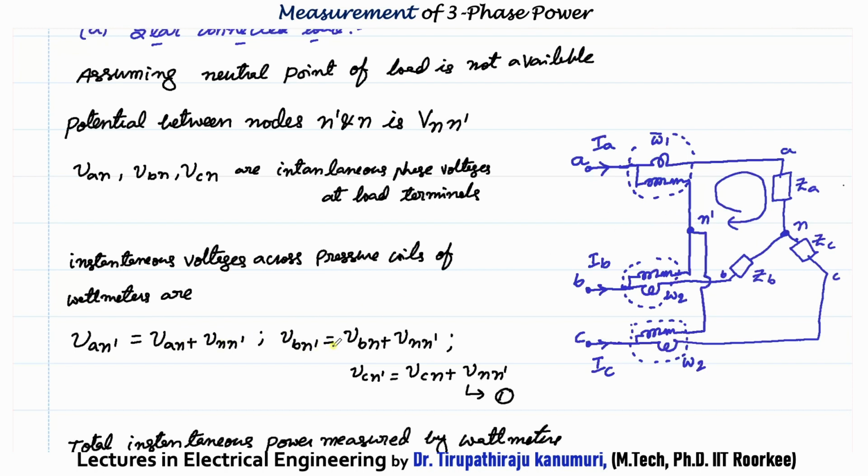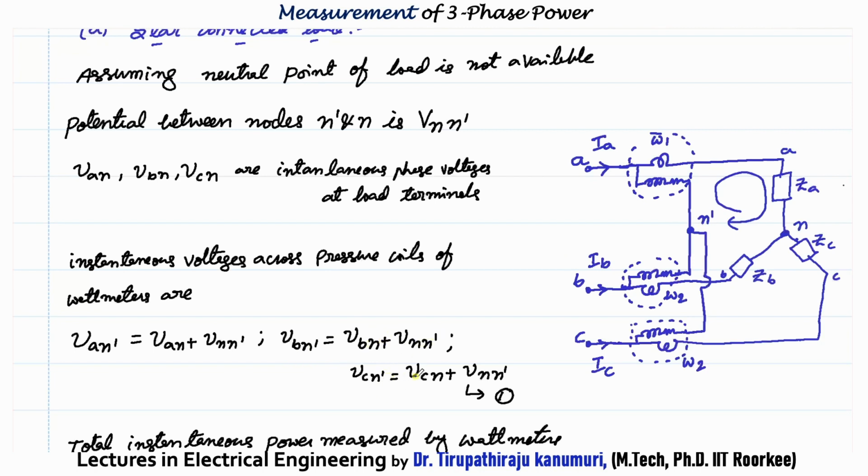Similarly, Vbn dash can be written as Vbn, the voltage of B with respect to N, and the voltage of N with respect to N dash. Because between these points, that means B and N dash, this is nothing but Vb to N and Vn to N dash. So Vbn plus Vnn dash.